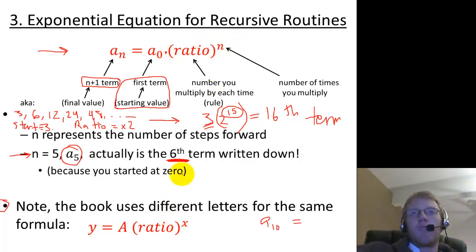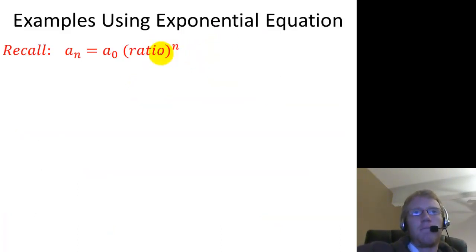And when you're solving these kind of problems, the last thing I'll say here is you have to make sure that you do the ratio to the nth power first, and then multiply by the starting value second, because you do exponents before you do multiplication when you're following PEMDAS. Okay, so let's do some examples.